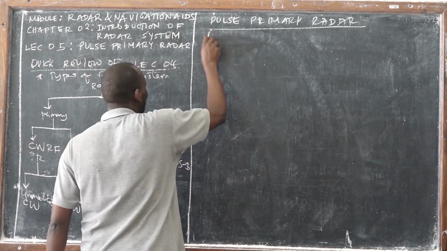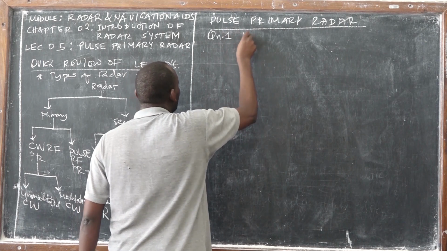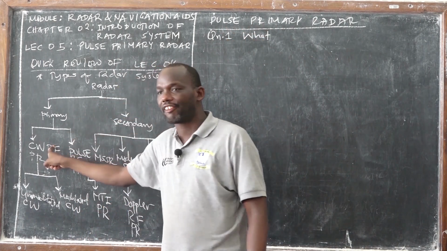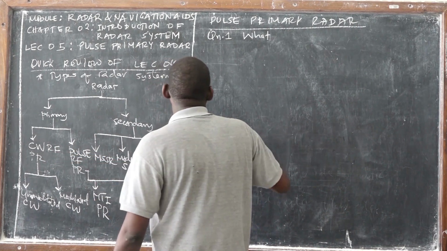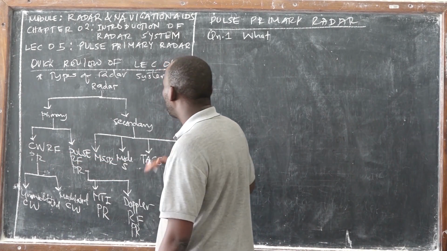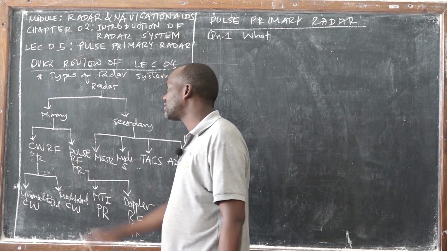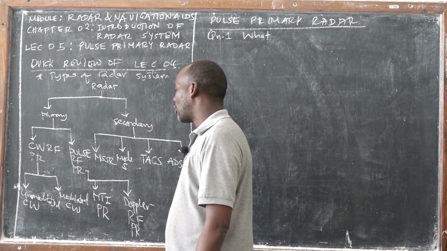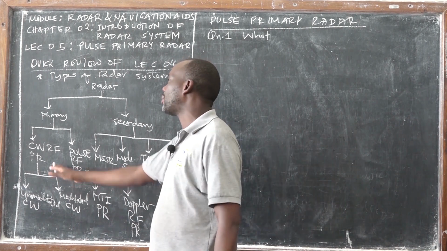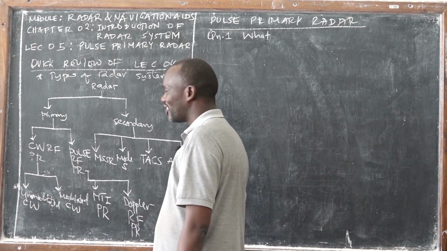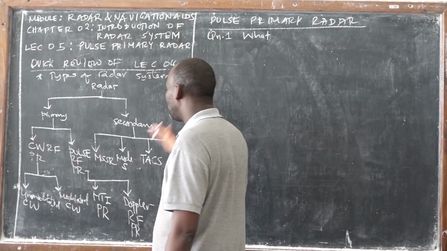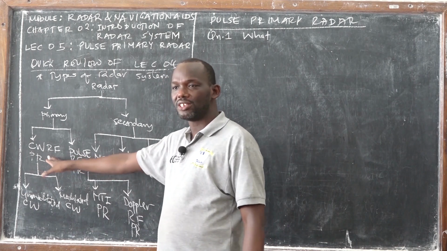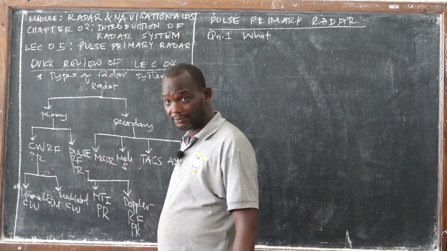I'm very happy to hear that. So the fundamental question: we know that this is one type of primary radar, right? And this is the simplest one to cover before continuous wave radio frequency primary radar, which is a little bit challenging. That's why I chose to teach you pulse radio frequency primary radar before continuous radio frequency primary radar, right?